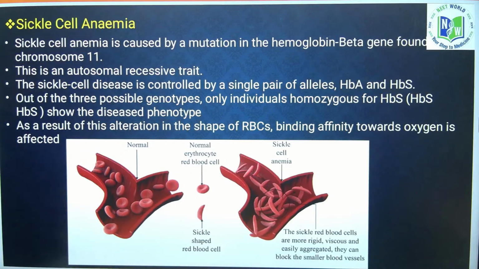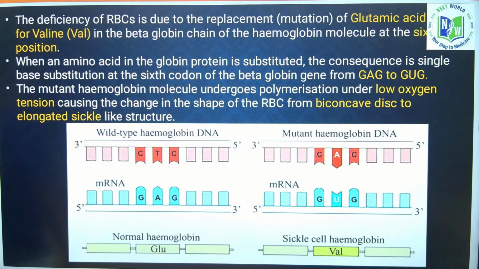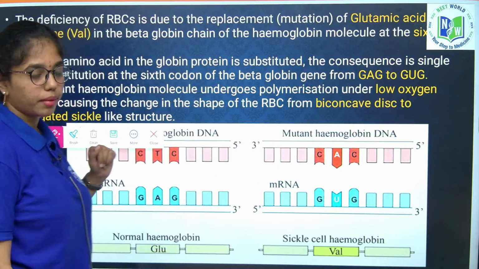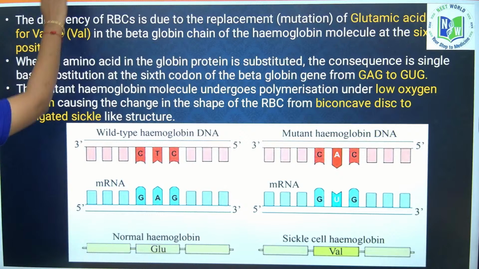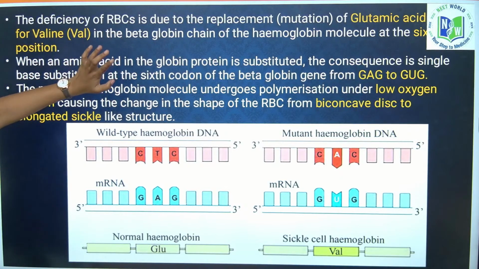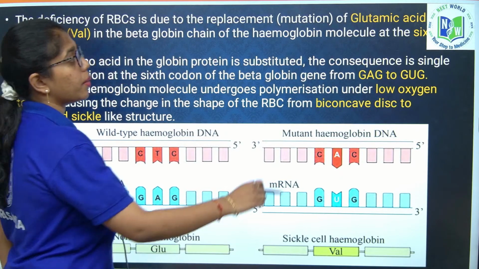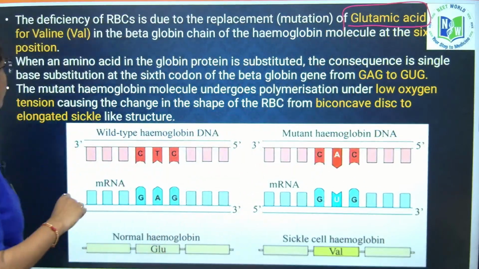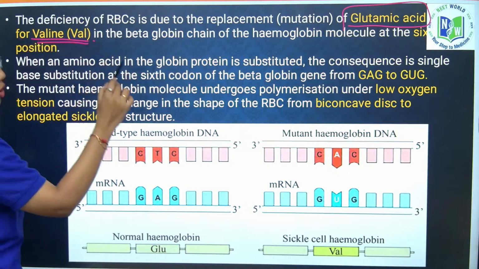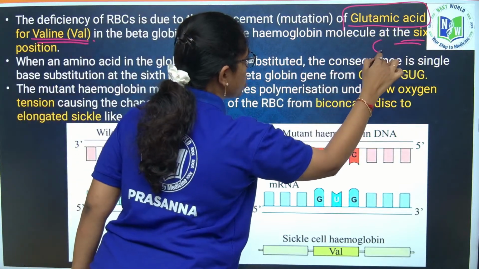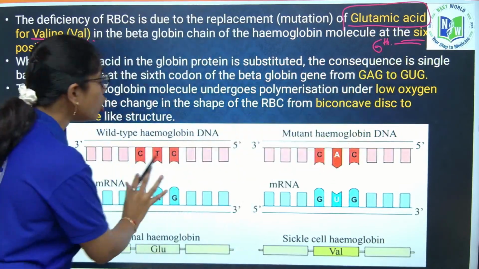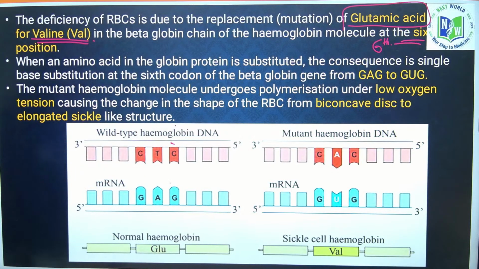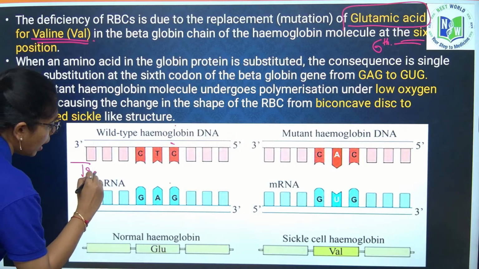Now let us understand how the mutation is happening at the 6th position of the beta globulin chain. If you look clearly, the deficiency of RBC is due to replacement of what amino acid, ma? Glutamic acid with valine. At which position? At the 6th position. So if you look into it clearly, from DNA what is produced? mRNA, and this process is called what, ma?